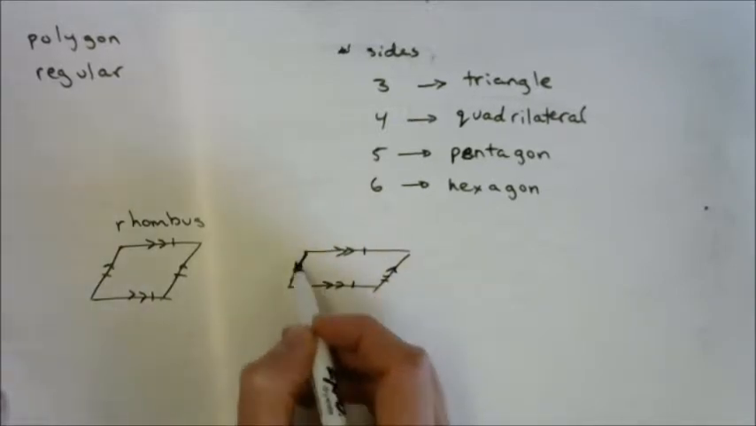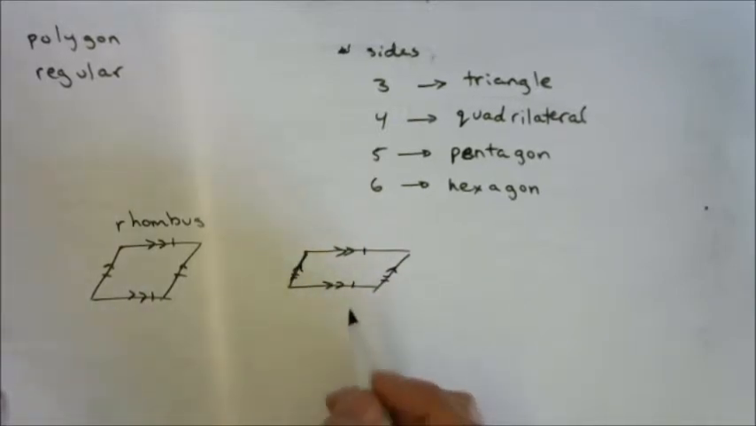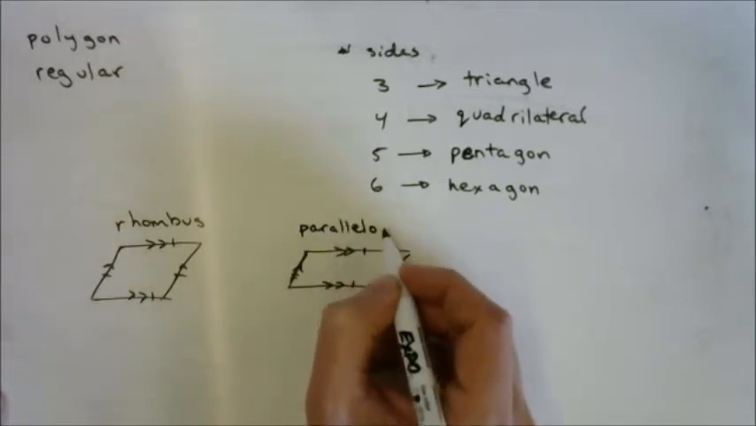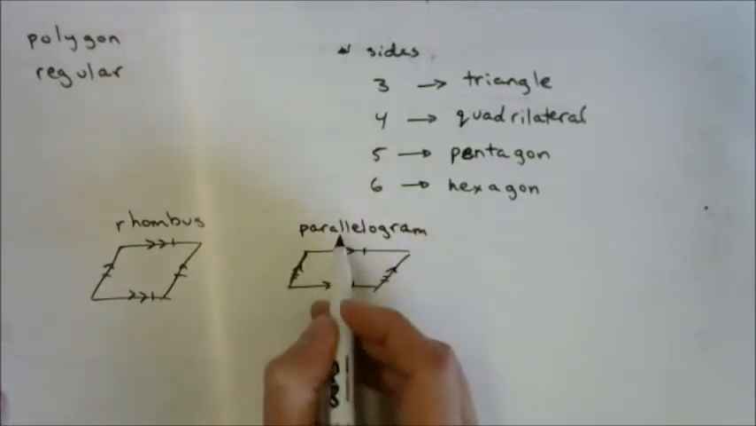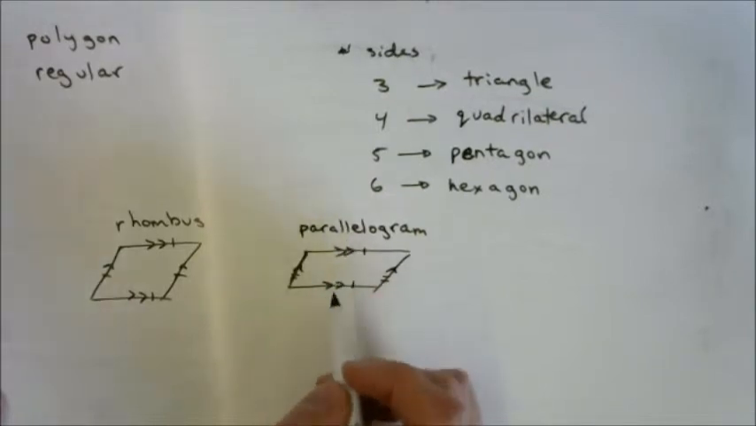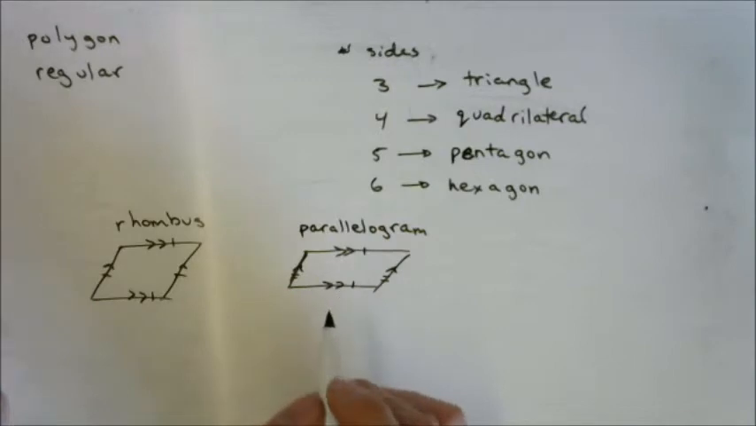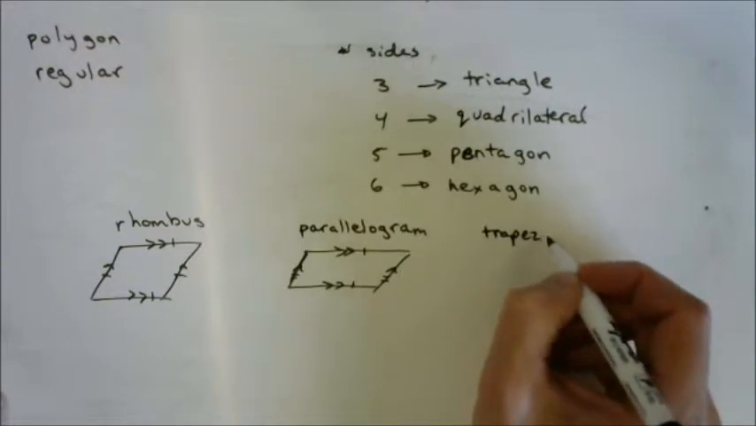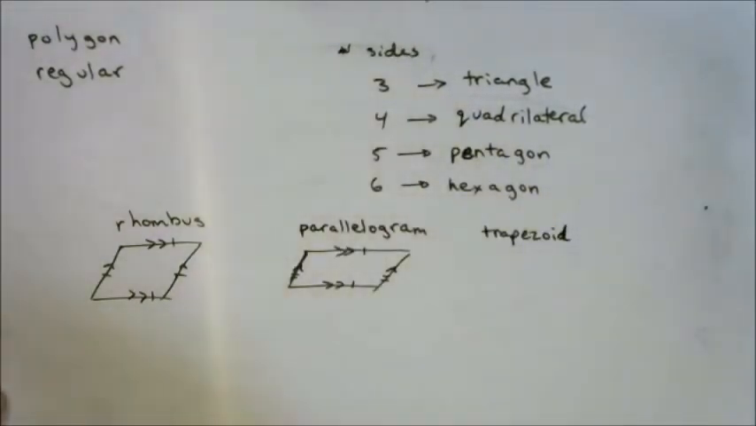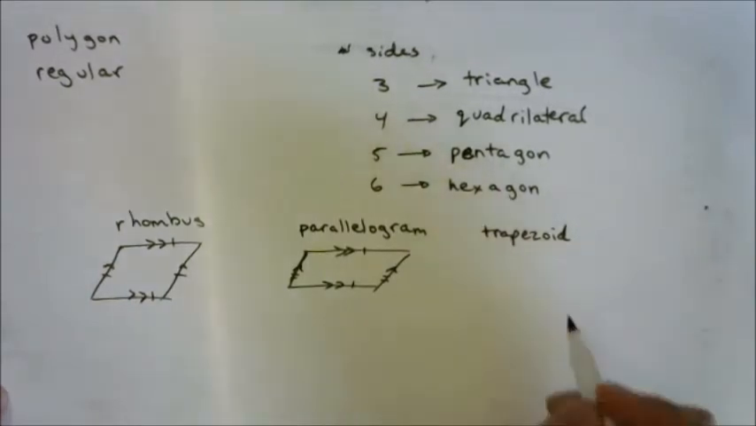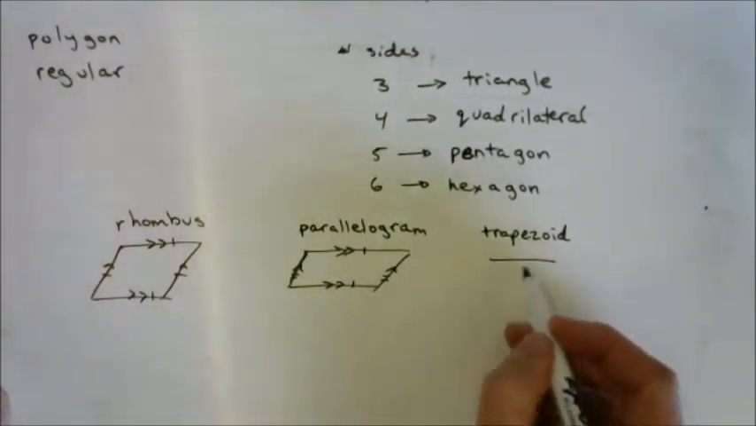Parallelogram. If you need help spelling parallelogram, it's got a double L in there. Just 2 parallel lines. Parallelogram. Excellent. And the last image is called a trapezoid. You may also see that called a trapeze. It's trapezoid. It's right there. Okay. Good.